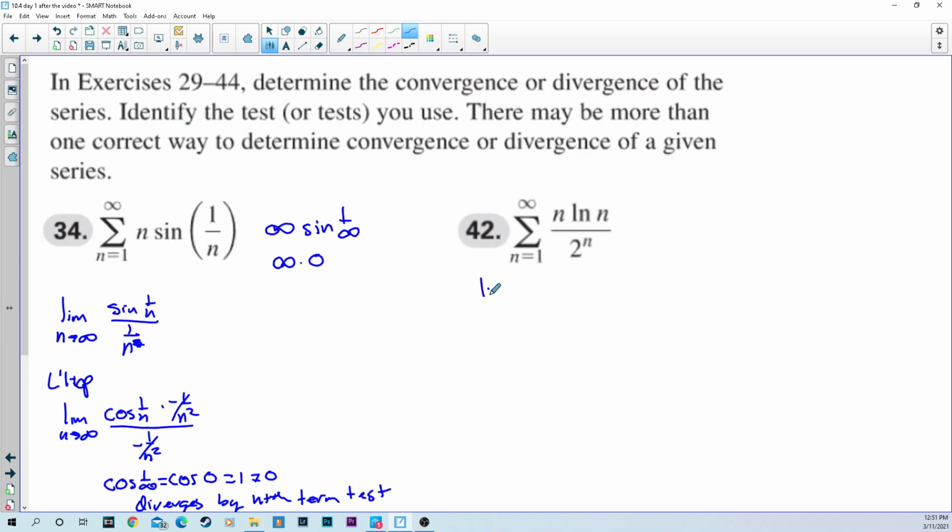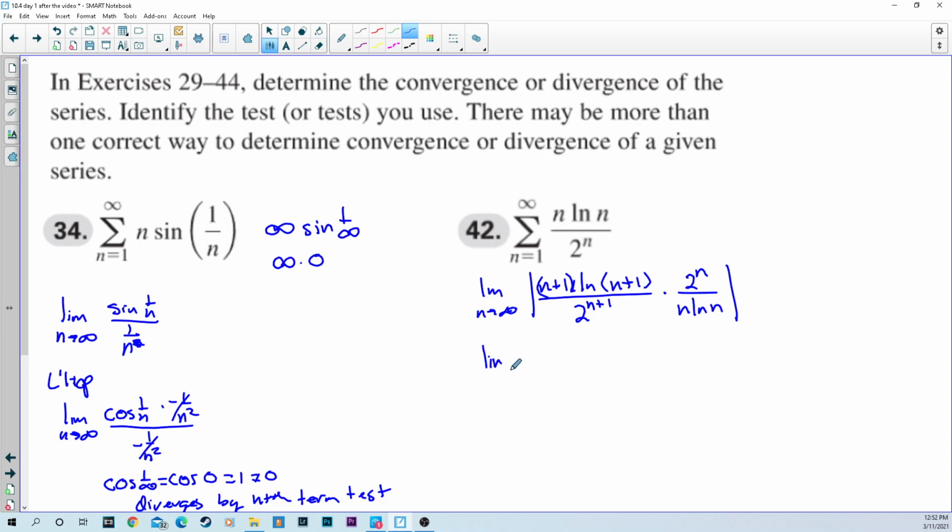Number 42, we have the limit as n approaches infinity of the absolute value of (n plus 1) natural log of (n plus 1) over 2 to the n plus 1. And we're going to multiply by the reciprocal, so that's multiplied by 2 to the n over n natural log of n. Well, let's take this one piece at a time.